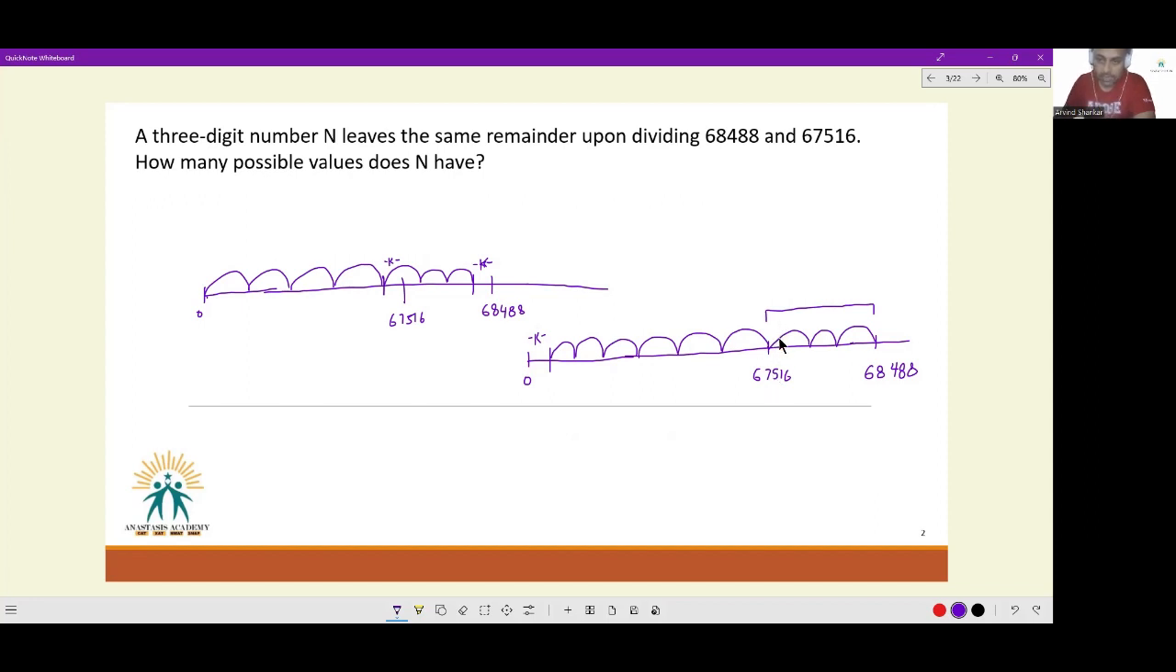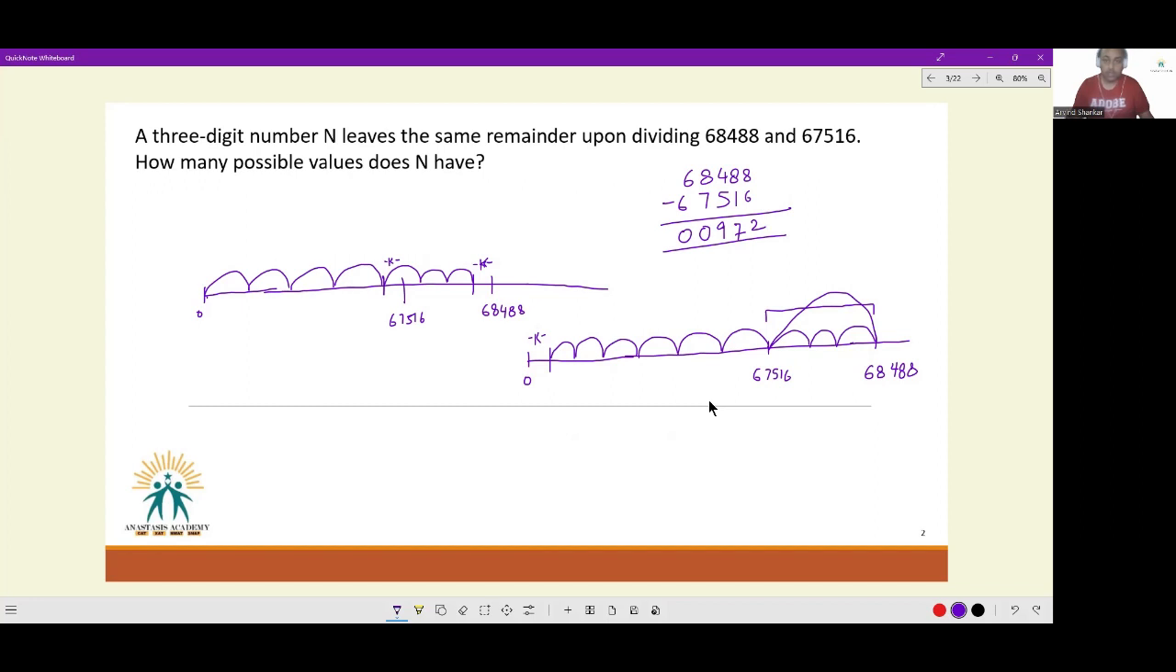Now, what is the largest possible jump size with which I can cover this entire distance? It is simply the difference. The difference of these two numbers is 68488 minus 67516, which gives me 972. So the difference between these two numbers is 972.